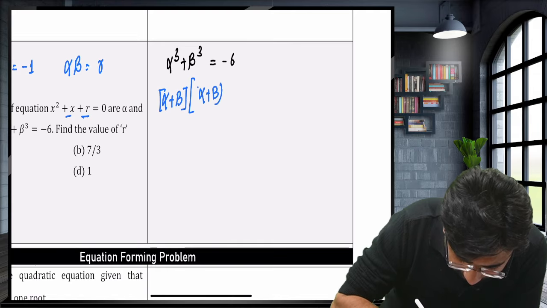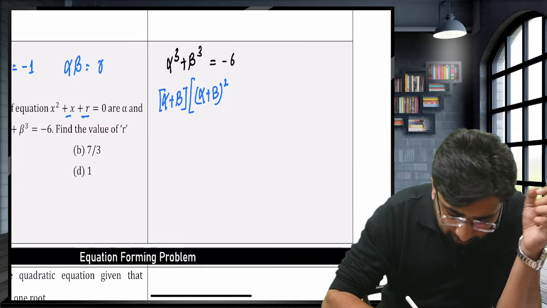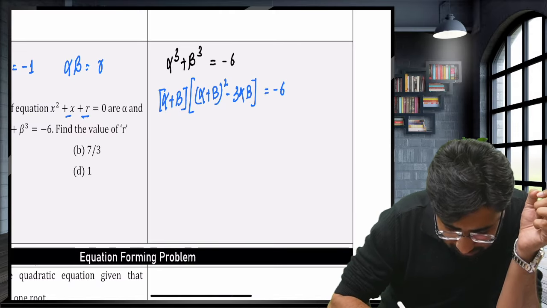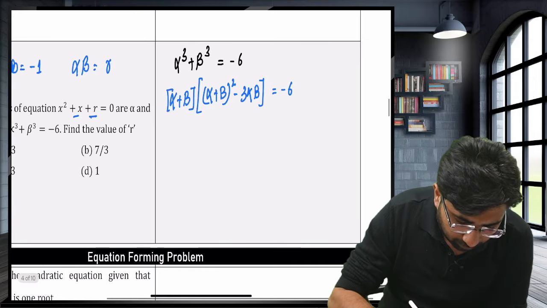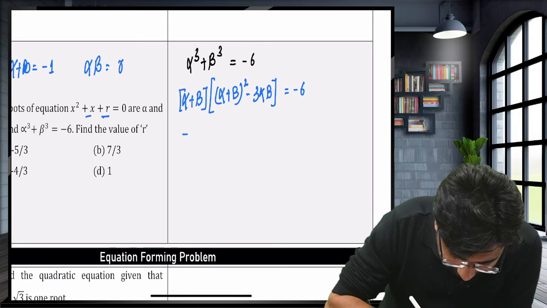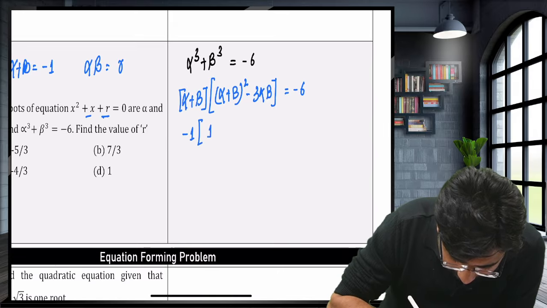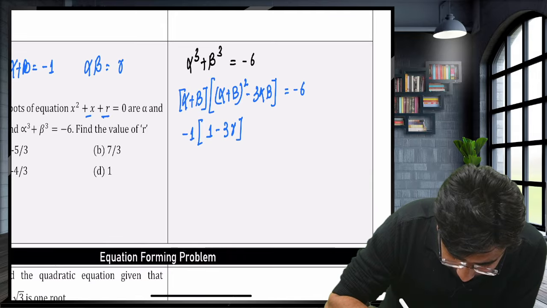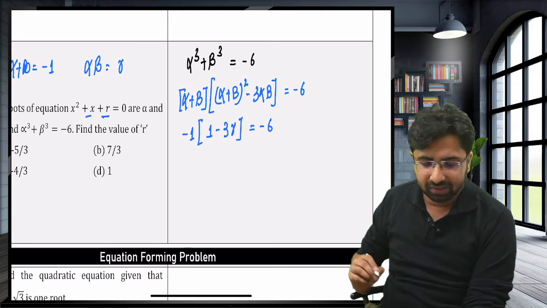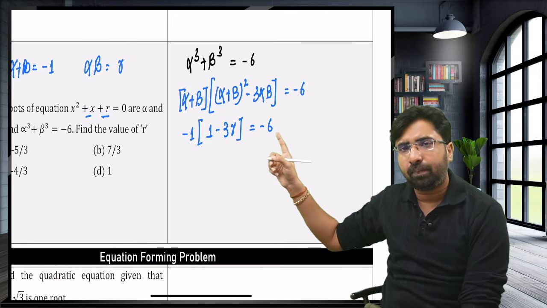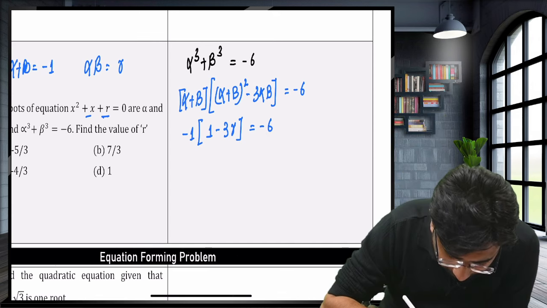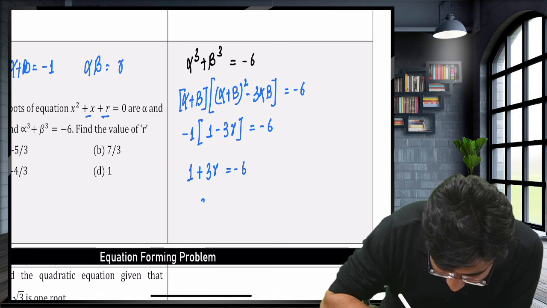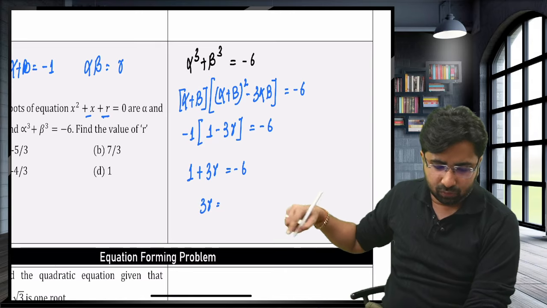Alpha cube plus beta cube is alpha plus beta whole cube minus how many alpha beta? Minus 3 alpha beta times alpha plus beta, equal to minus 6. Everybody knows what alpha plus beta is. That is minus 1. Minus 1 whole square, minus alpha into beta is r, minus 3r... In this equation, you know everything. You just need to calculate r. Open the bracket.